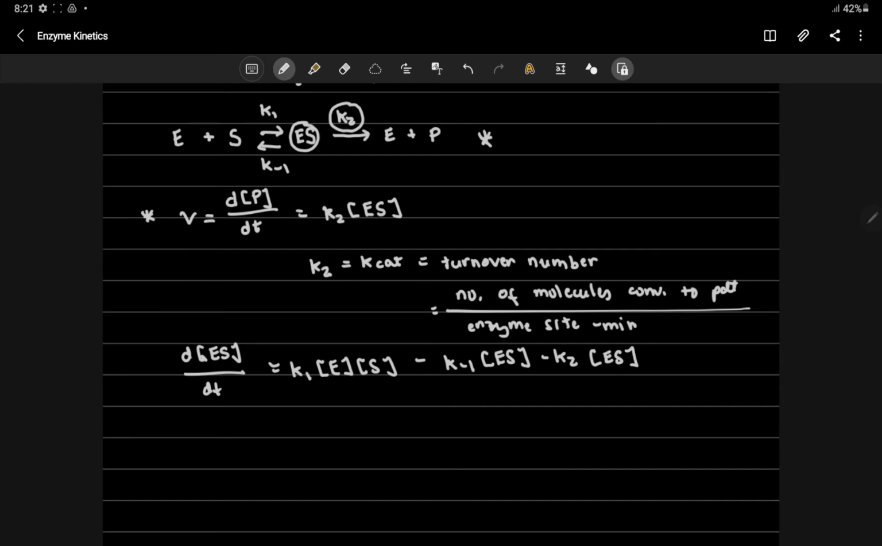Okay? So, bakit minus? Kasi ES complex is being consumed. Ganoon din dun sa reverse reaction kay K-1. ES complex is being consumed. Pero kay K1, positive siya kasi ES complex is being formed. Okay?